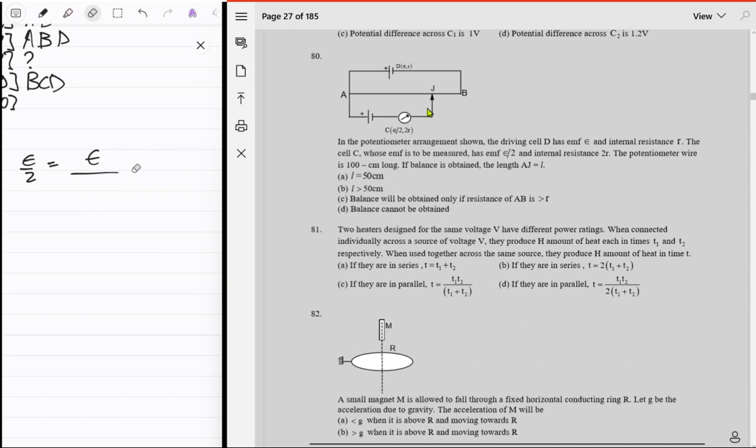We'll say this thing. So R plus जो भी resistance इसका होगा, okay, internal resistance 2R इसका है. पोटेंशियोमीटर वायर का रेजिस्टेंस क्या है? पोटेंशियोमीटर वायर इज 100 सेंटीमीटर लॉन्ग. हाँ बट उसका रेजिस्टेंस कितना है?